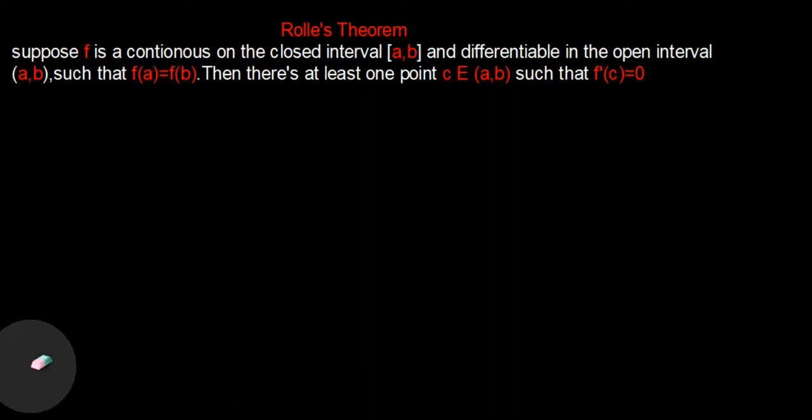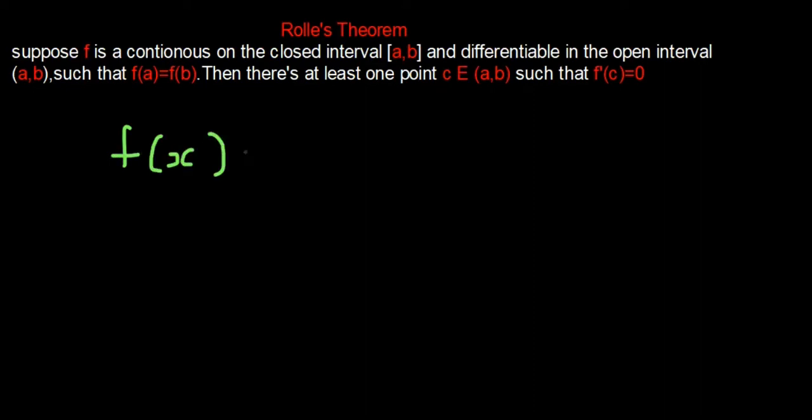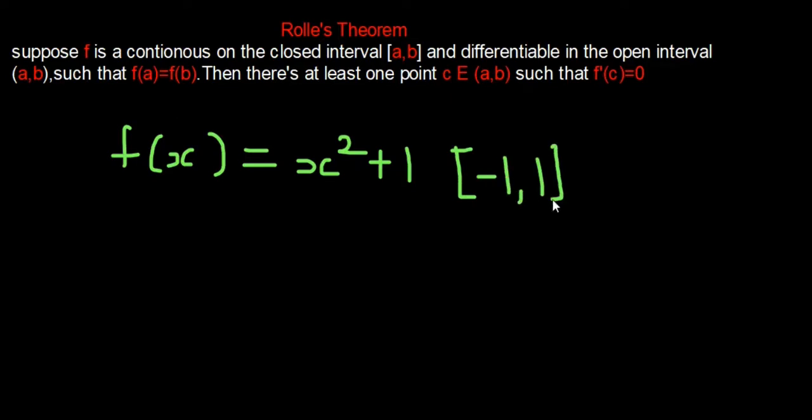The first example I have here is f of x equals x to the power 2 plus 1, and you are given the interval to be -1 to 1. So let's prove whether Rolle's theorem holds for this function here.